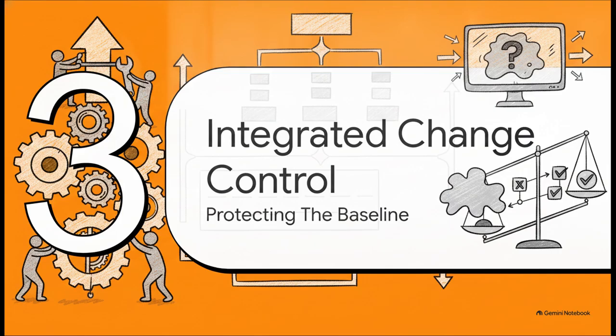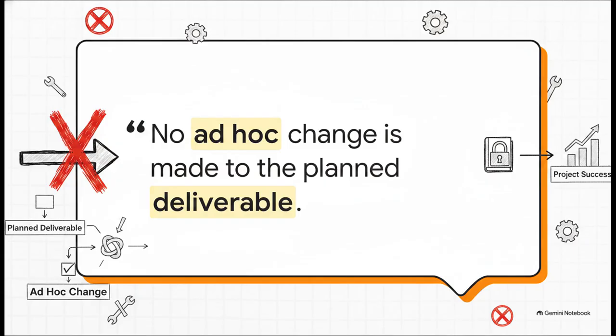That brings us to part 3, integrated change control, protecting the project baseline. Listen, if you take nothing else away from this, remember this cardinal rule. No ad hoc changes are made to the plan deliverable. Honestly, enforcing this rule is what separates a successful project from total chaos. If a stakeholder comes up to you and says, "Hey, can we just make this one tiny little change?" your answer always has to be, submit a formal change request. Uncontrolled changes are, without a doubt, the absolute enemy of project success.